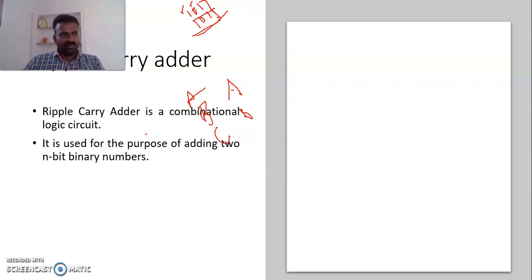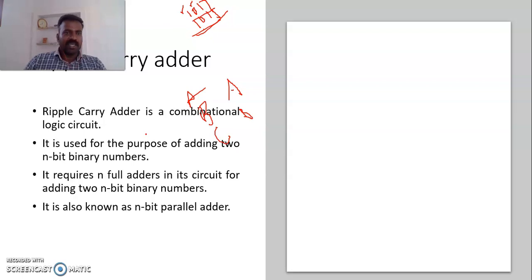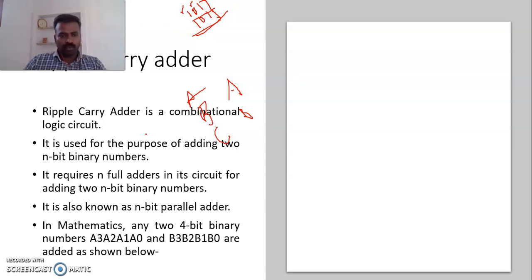Yes, n-bit. We can use n number of bits. Either it is 2-bit or 3-bit or 4-bit, but more than 1 bit. It requires n full adders. And it is also known as n-bit parallel adder. Yes, we can consider this as a parallel adder also.